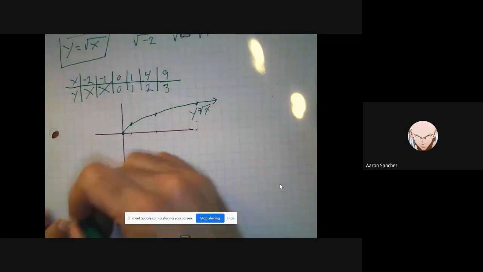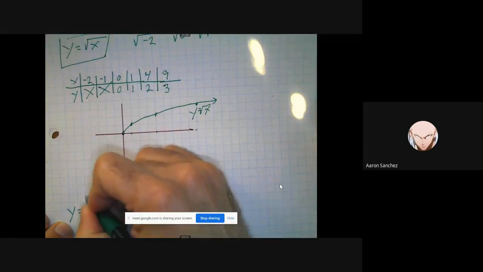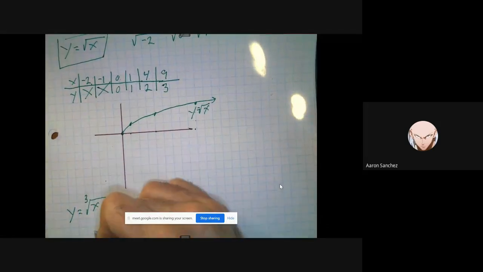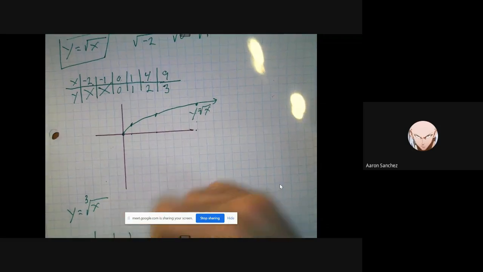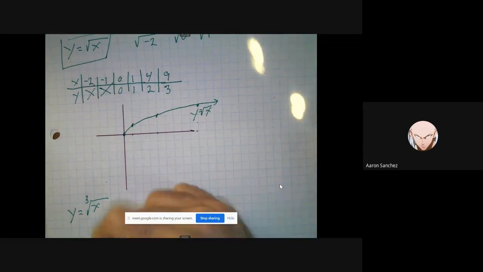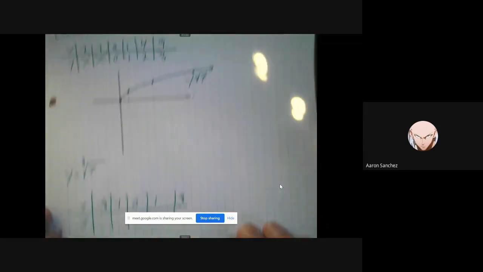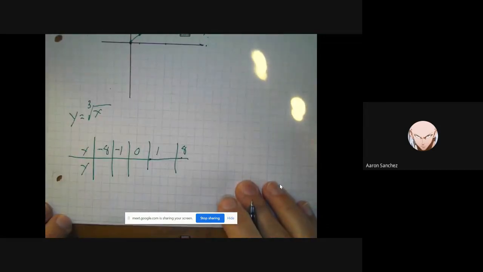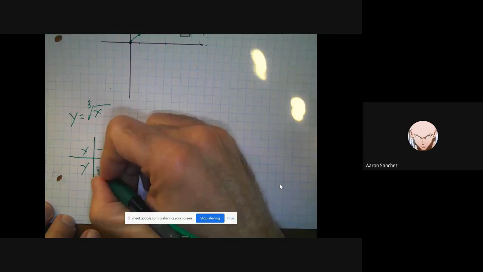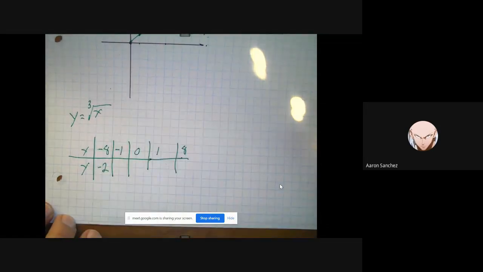Now, what about y equals the cube root of x? I'm going to go a little bit faster on this one. We want the perfect cubes. What do we want? -8, -1, 0, 1, and 8. I use those numbers because they're perfect cubes. The cube root of -8 is -2, because -2 times -2 times -2 is -8. I can get the cube root of a negative number.